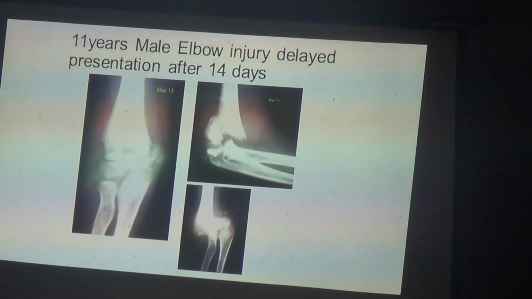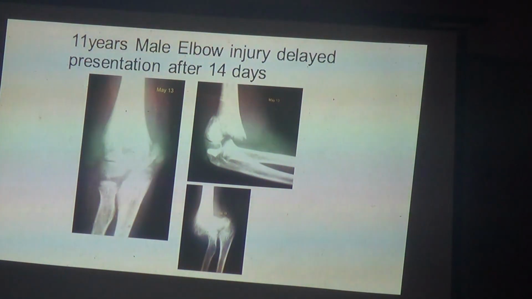Okay, so this is a supracondylar fracture. It presented after 2 weeks. Rotated, malunited. So I want to know from the audience, if you get a supracondylar fracture like this after 2 weeks, how many of you will try a closed reduction? Closed reduction. Anyone for open reduction? And how many of you will just leave it alone and probably do an osteotomy later?